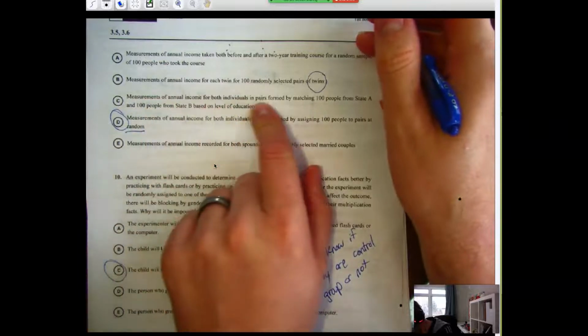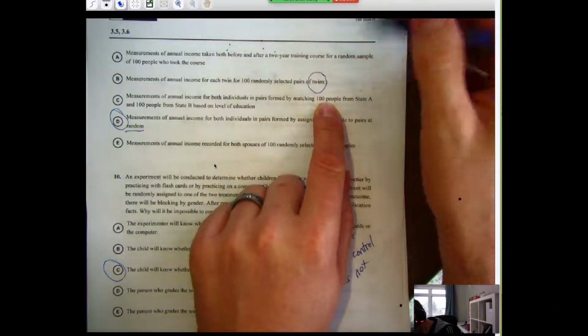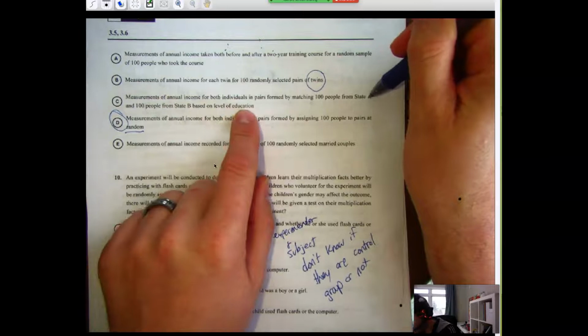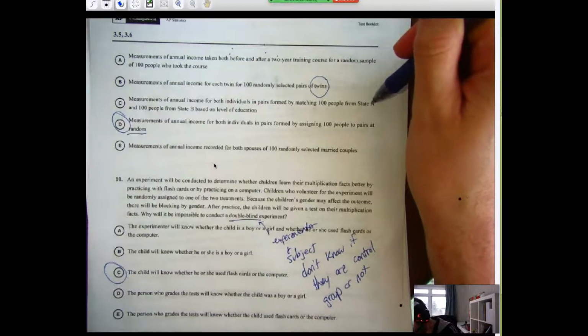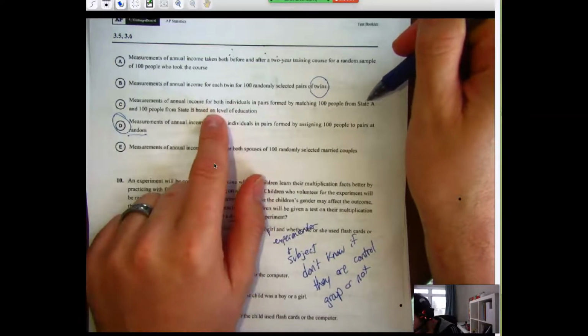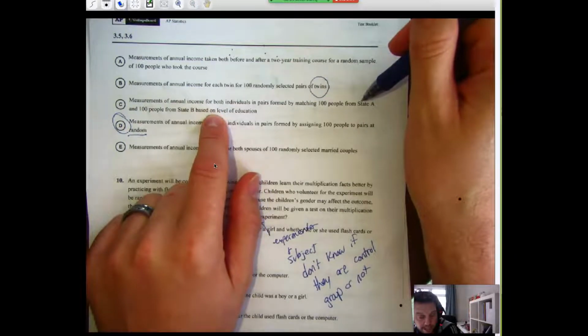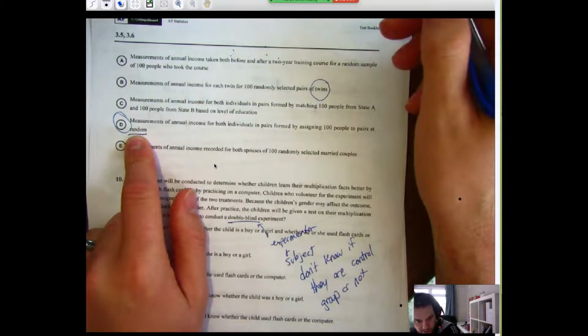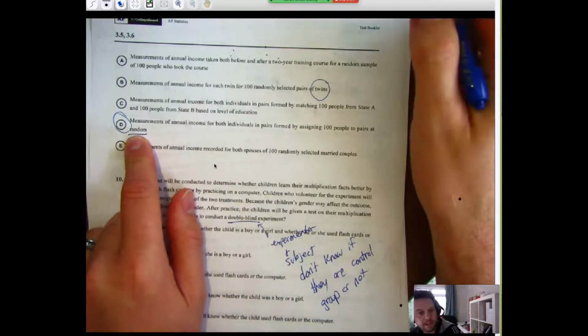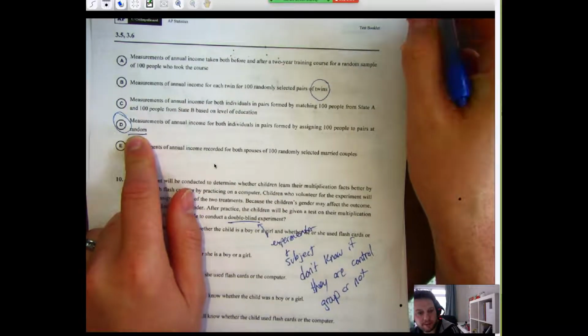Measurements of income formed by matching 100 people in state A and B based on education. So what they're doing is making similar pairs based on education. That is matched pairs. And then we can say like, maybe the course helps people with low education but not high education, for example. D is not matched pairs because we're assigning people to pairs at random instead of by some important subgroup scenario.